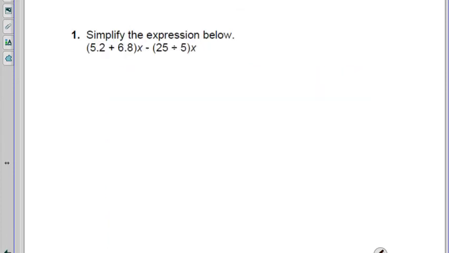In our first problem, we're going to simplify an expression using what we know about PEMDAS and also by combining like terms. So PEMDAS tells me I can do parentheses first, and I have some parentheses here. So I'm going to add 5 and 2/10 and 6 and 8/10, and I'm going to get 12 times x. Take away, 25 divided by 5 is 5, 5x. Now I have two terms that I can combine. If I have 12 x's, take away 5 x's, I get 7 x's, which is our solution.